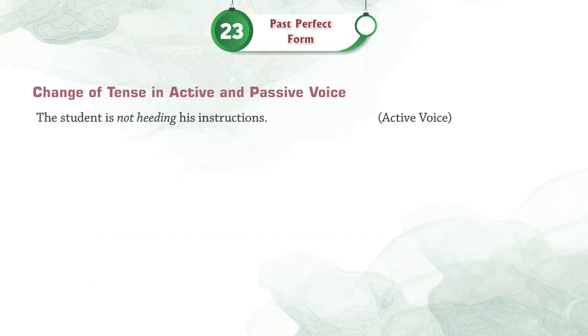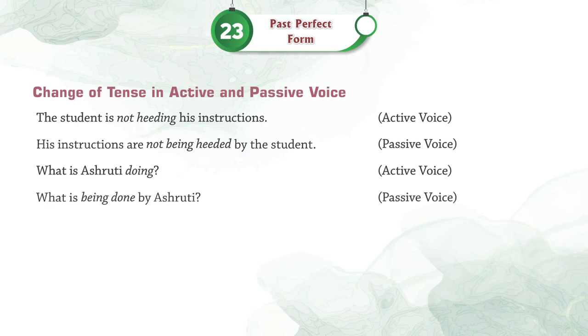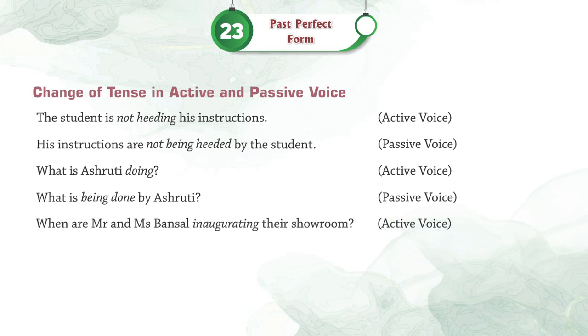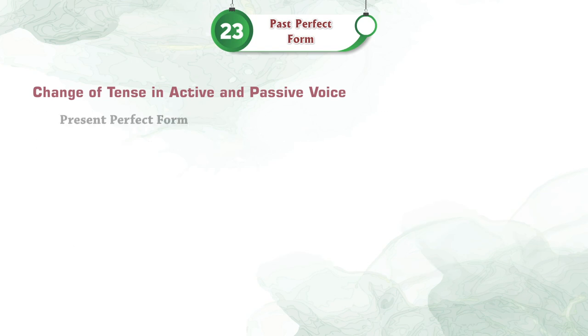The student is not heeding his instructions. Active voice. His instructions are not being heeded by the student. Passive voice. What is Ashruti doing? Active voice. What is being done by Ashruti? Passive voice. When are Mr. and Mrs. Bansal inaugurating their showroom? Active voice. When is their showroom being inaugurated by Mr. and Mrs. Bansal? Passive voice.